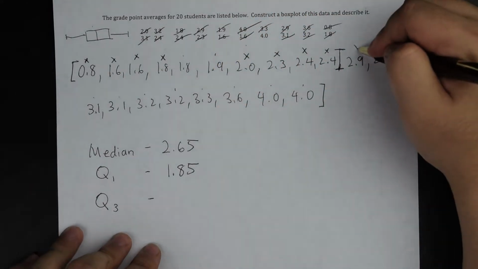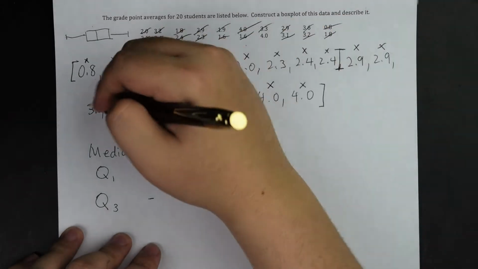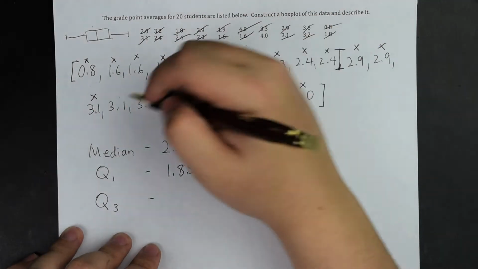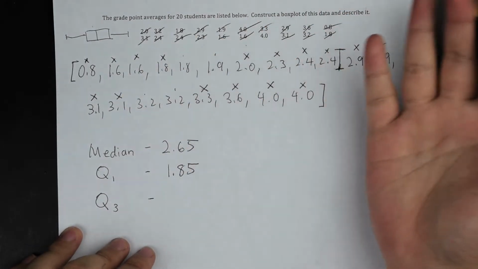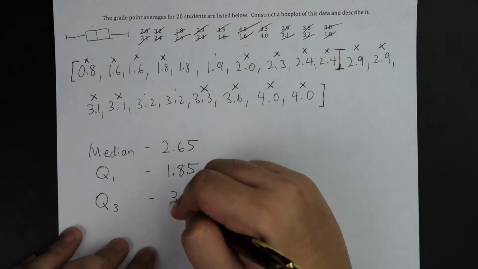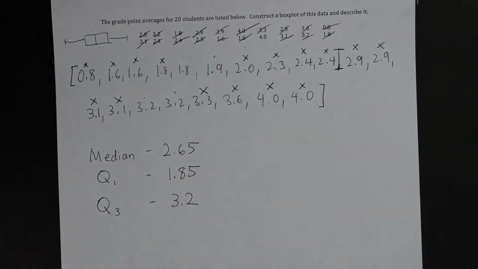But to continue, for Q3, I have to do the same thing. I have to go back and forth and make sure that I am able to do this. So it's between 3.2 and 3.2. So between 3.2 and 3.2 is going to be 3.2. So that works out. So Q1 and Q3 are going to be these values.